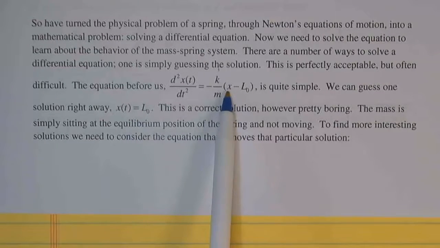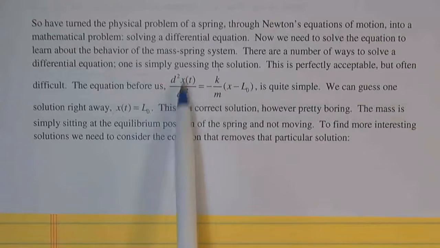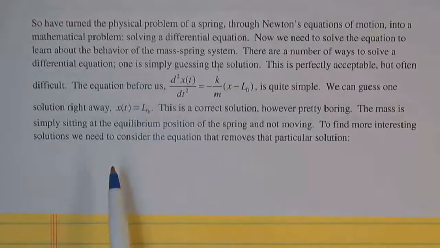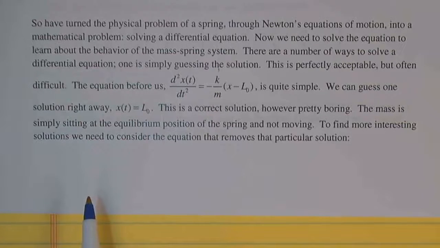So if we put x equals L0 into this side of the equation, I get 0 over here. If I take the derivative of a constant, I get 0 over here. So I get 0 equals 0. It's absolutely a solution. So this is called an inhomogeneous solution or a particular solution. It is one solution to the inhomogeneous equation.